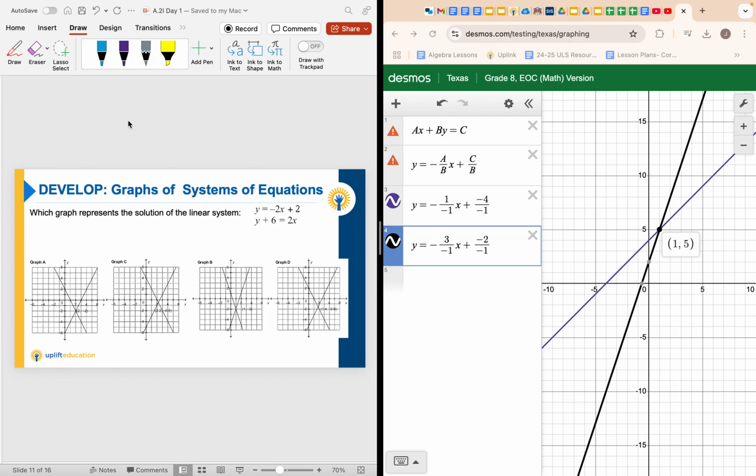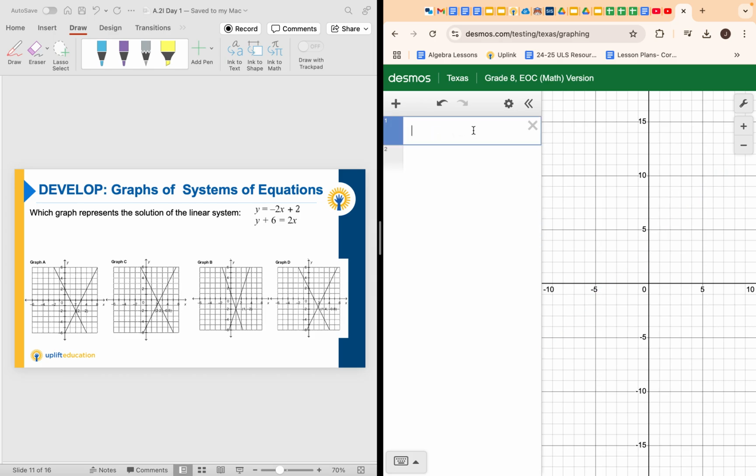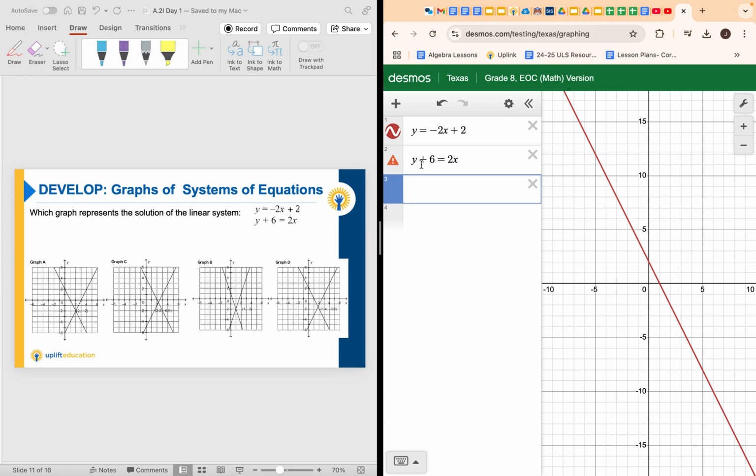Okay, we're going to do this last practice problem. And as we can see, if I type in both equations as they give me, let's see what happens. So I have y equals -2x plus 2, which looks very much like slope-intercept form. I'm going to type in my second equation, y plus 6 equals 2x. Well, there's a caution sign here, meaning that this is not in the right form. So in order to get y by itself here, I'm going to have to move this +6 to the other side. And instead of +6, the opposite of +6 is -6.